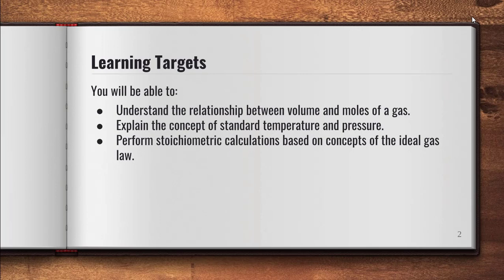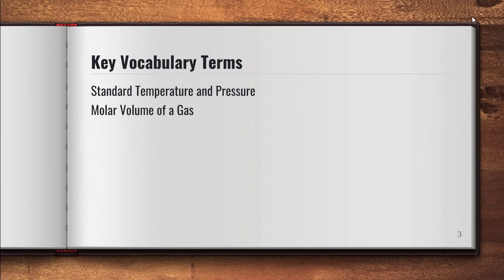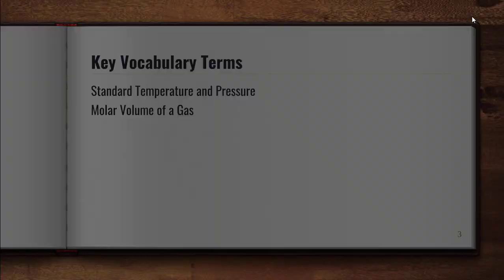A little bit about our learning targets for this particular video. You should be able to understand the relationship between volume and moles of a gas. You should also be able to explain the concept of standard temperature and pressure, and also be able to perform stoichiometric calculations based on the concepts of the ideal gas law. A couple of key vocabulary terms that we need to make sure we understand. The first is standard temperature and pressure, also known as STP. Then we'll also be discussing the molar volume of a gas.